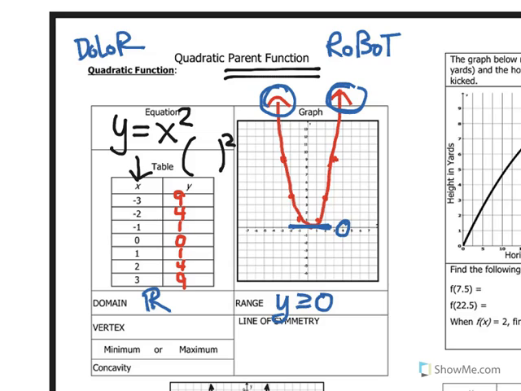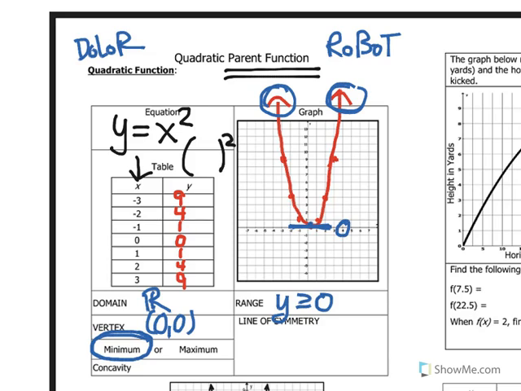Now, the vertex is the point where the quadratic graph changes directions. So we went down, it's the very bottom point or the very top point of a quadratic equation. So in this case, the vertex is 0, 0. It's the point right down there on the bottom. And now the next question says, is it a minimum or a maximum? And you just have to be very intuitive about this. This point is at the very bottom, so that's the minimum point. The vertex is the very minimum on the graph. All of the other points on the graph are above it.